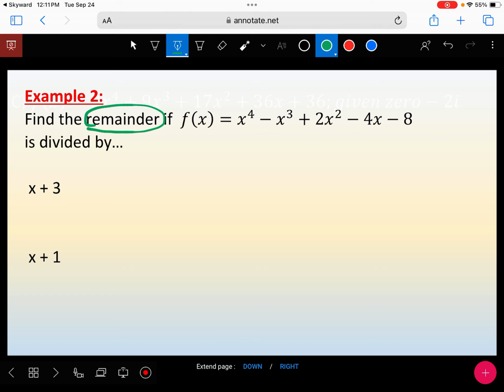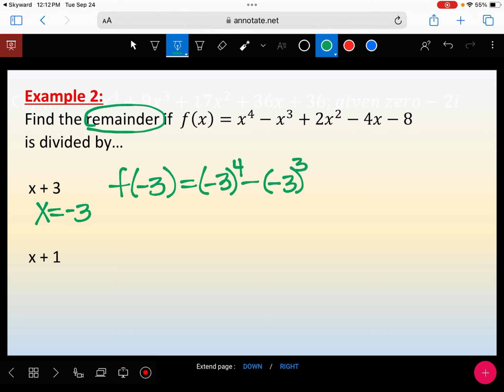So what are you going to substitute the first time? F of what? To find your remainder, what are you typing in? F of negative 3, because if x plus 3 equals 0, that means x would equal negative 3. So we got to find f of negative 3. Use your parentheses: negative 3 to the fourth, minus negative 3 to the third, plus 2 times negative 3 squared, minus 4 times negative 3, minus 8. That's a long one, so don't rush through it. Type it in exactly like that.